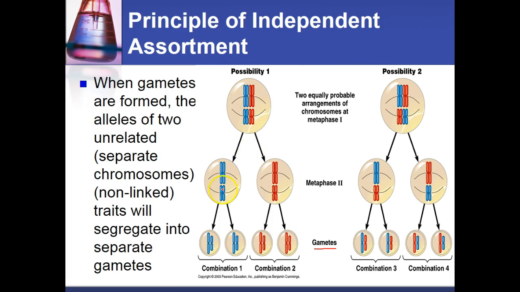So that's all we're going to do for now. The last lecture of Chapter 11 is going to be all about non-Mendelian things like incomplete dominance, codominance, multiple alleles, sex-linked inheritance, and polygenic inheritance. And we're going to talk in depth about each one of those. So until then, see ya.